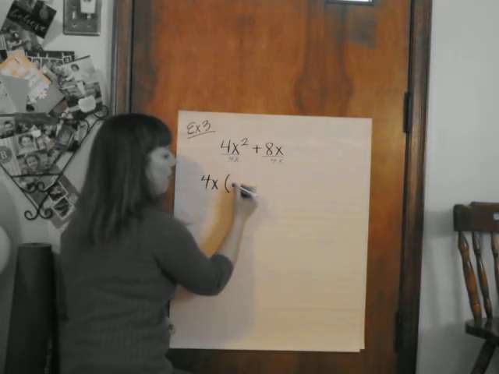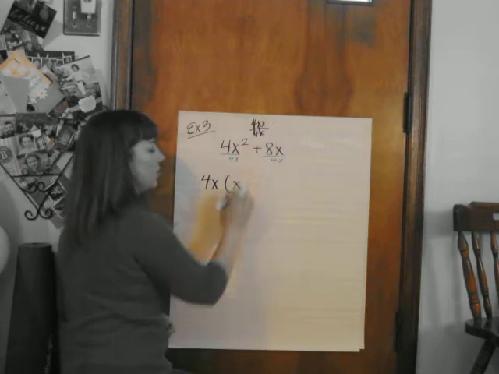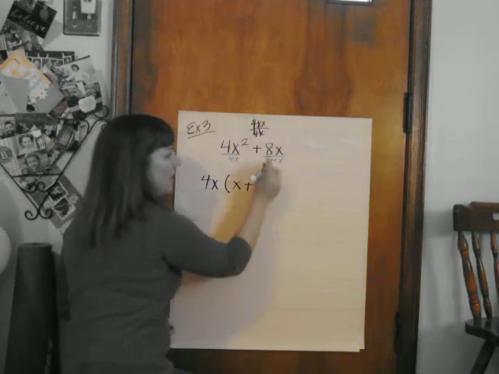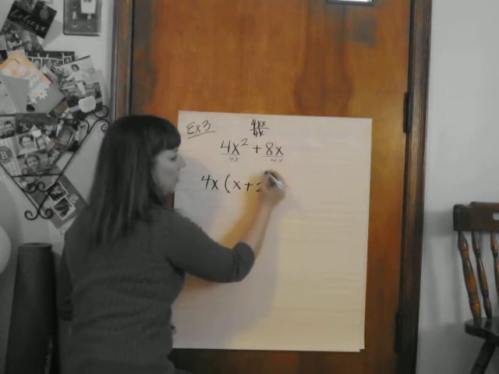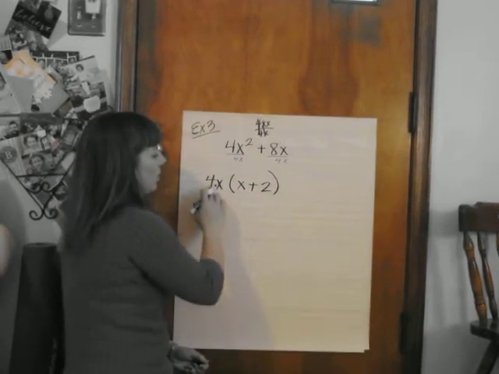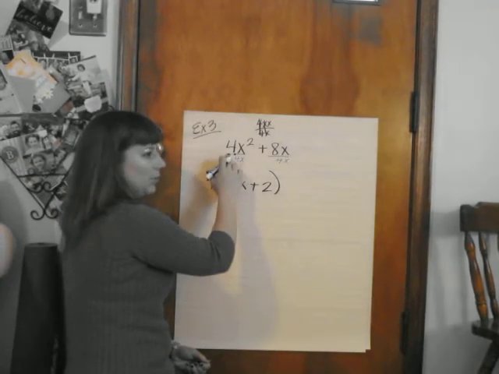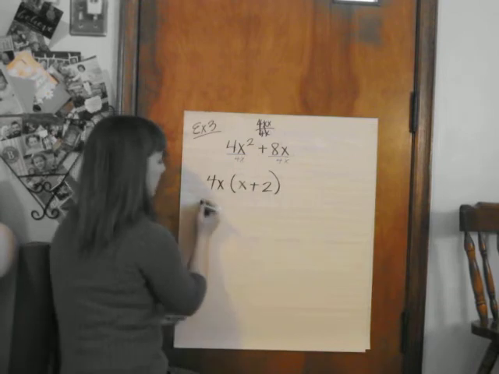4x squared divided by 4x gives me x. Remember, that's like 4xx over 4x. Those cancel and those cancel, so I just have an x left. And then 8 divided by 4 is 2, and these x's would cancel, so I just get 4x times x plus 2. So 4x times x is 4x squared, and 4x times 2 is 8x. Okay?